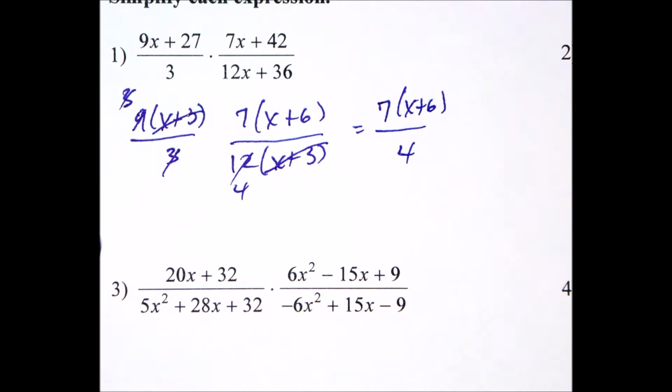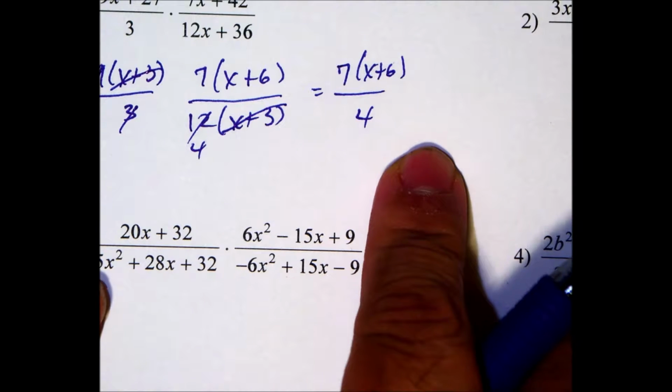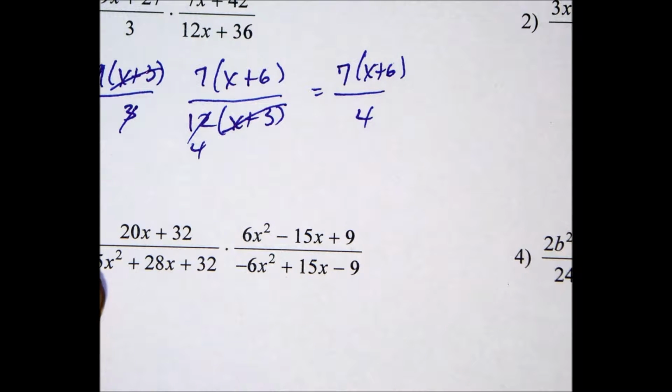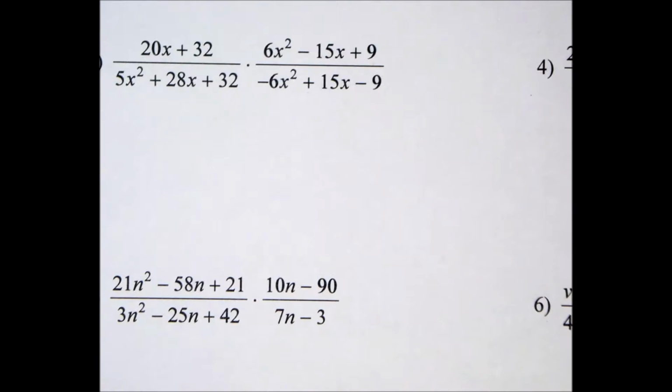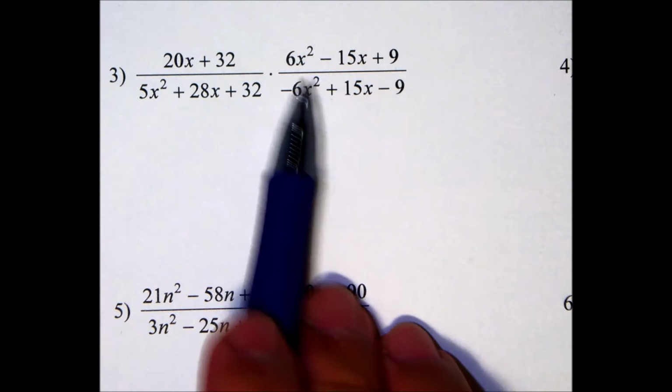Now the irony is, I understand that these are multiplying and dividing rational expressions, but leaving it in factored form is perfectly fine. All right, that's all we're doing. Let's do number 3. Okay. What I want you to see in number 3, see here?